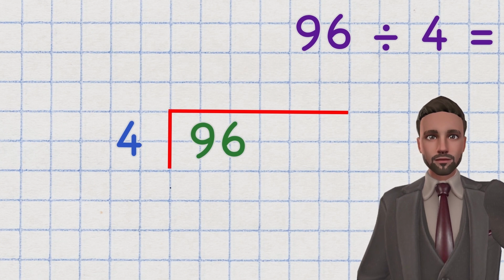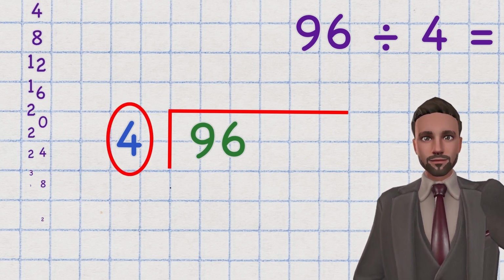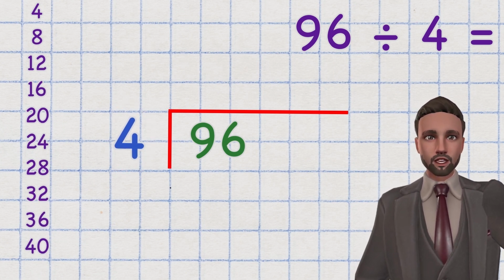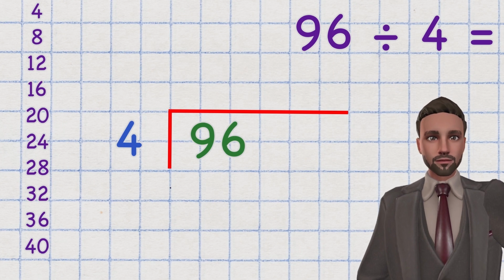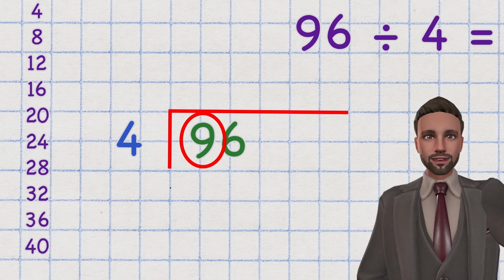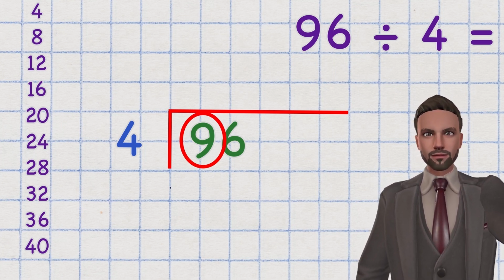Now, if you remember, I suggest you always write your divisor's multiples to the side, like this. Then, I see how many times my divisor goes into the first digit. The first digit here is 9. I look at my times tables and see if I can find 9. I can't. So what do I do?